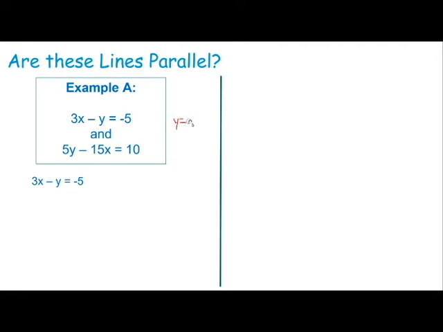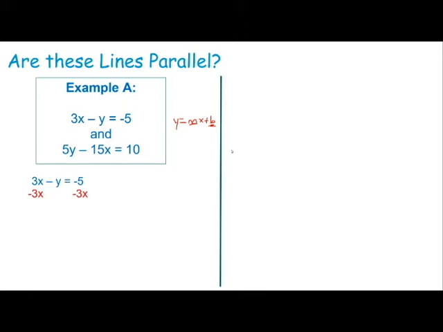Remember, the slope-intercept form of a linear equation is y equals mx plus b, where m is the slope and b is the y-intercept. So I want to rearrange this. Again, you might want to pause the video, try rearranging that on your own, and then fast forward to see if your rearrangement matches mine. Otherwise, we'll just work it out together.